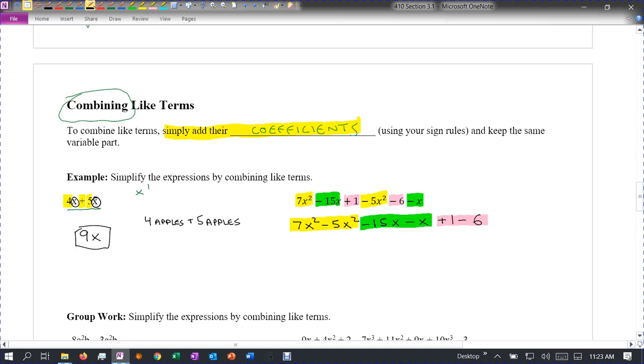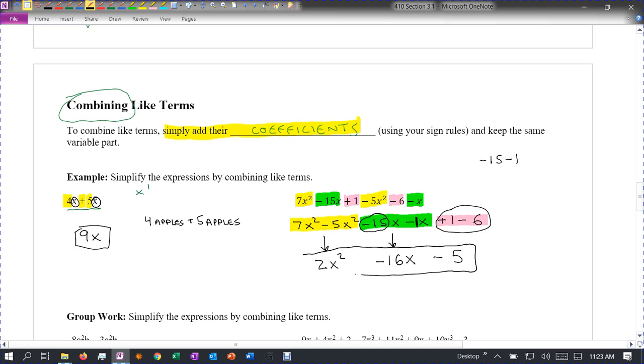So for the first one, since these both have x squared, these will come together. I take 7 and I subtract 5, that's 2, so I have 2x squared. Here I have a negative 15 and I need to take away, this is really like a 1 right here in front, so I'm doing negative 15, take away 1. Now we did this before, this should be negative 16, and then we still have to bring the variable with it, x. And then I have to do this last one, I'm doing 1 take away 6, that's negative 5. And this is the simplified variable expression.